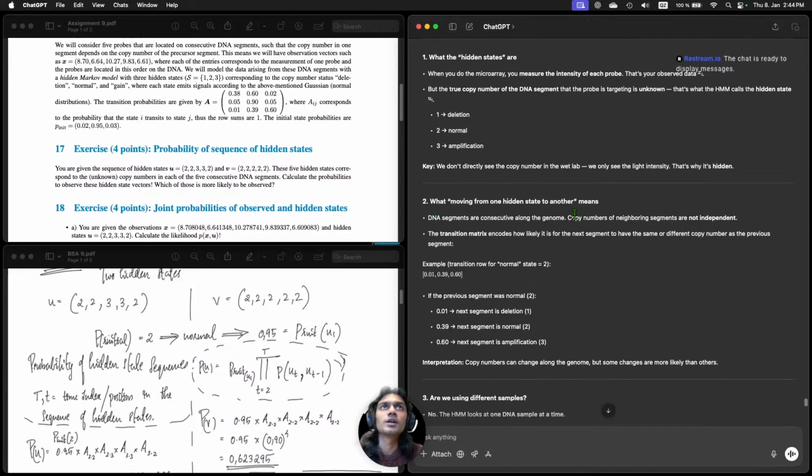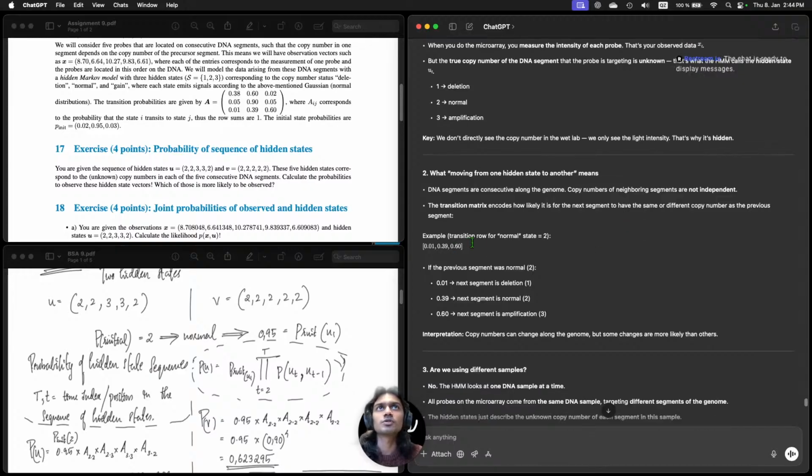What moving from one hidden state to another means: DNA segments are consecutive along the genome. Copy numbers of neighboring segments are not independent. The transition matrix encodes how likely it is for a next segment to have the same or different copy number from the previous segment. Example: transition row for the normal state.